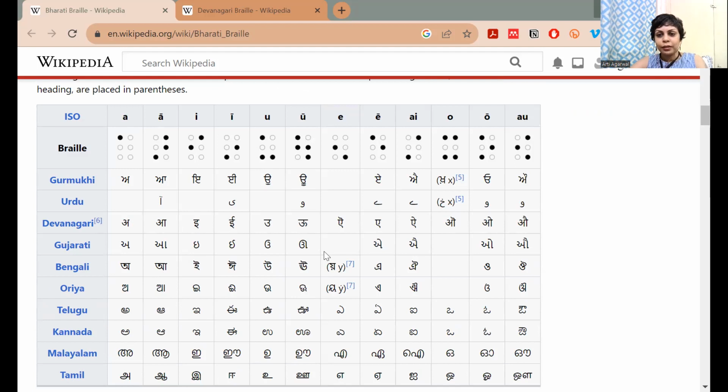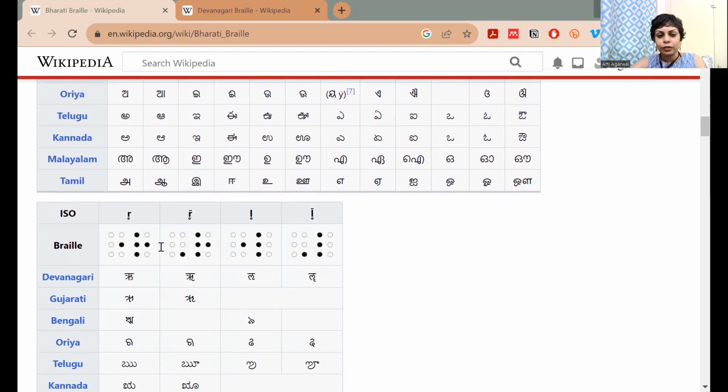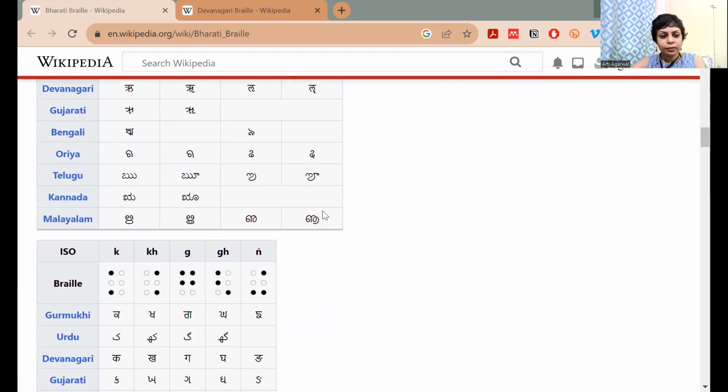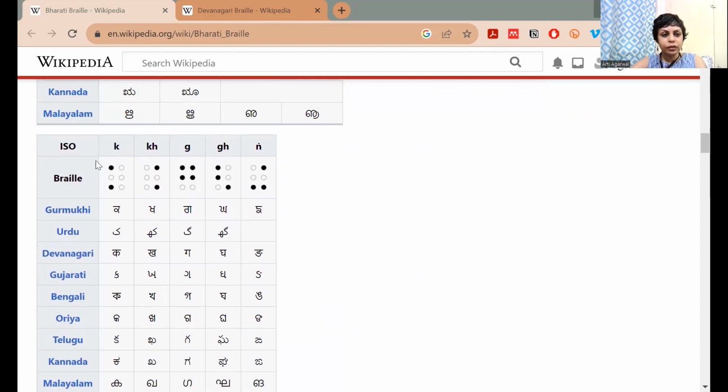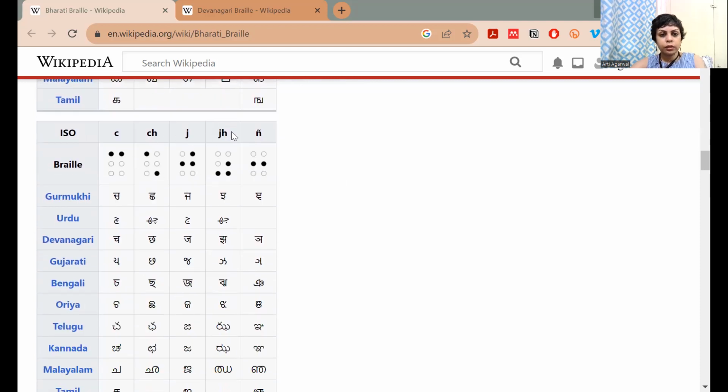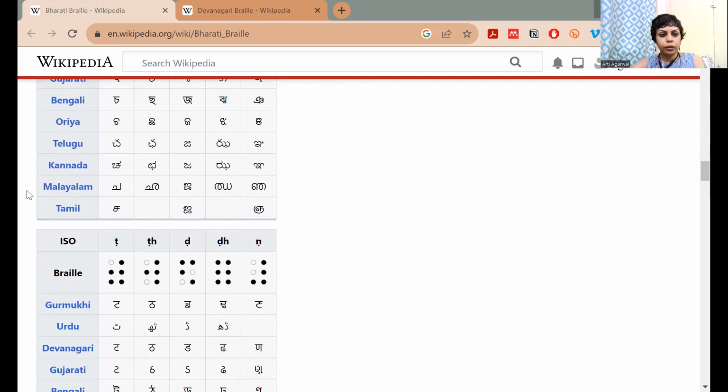What's the catch here then? Why are we saying that the braille is different for different languages? Any thoughts? See here also k, kh, g, gh, they have similar code. Now, if you want to call it the braille code or script, the script for the braille is the same. Here, ch, chh, j, jh, ra. This is the braille in all these languages.